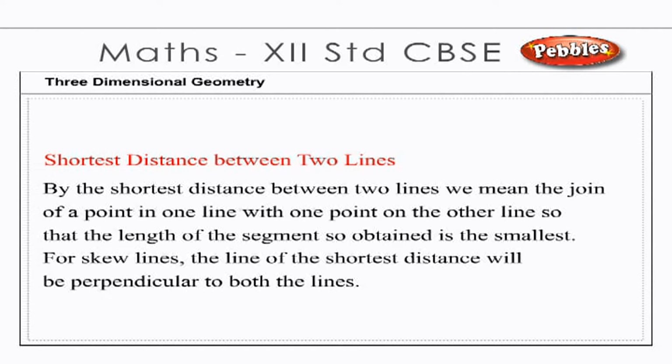By the shortest distance between two lines, we mean the join of a point on one line with a point on the other line so that the length of the segment so obtained is the smallest. For skew lines, the line of the shortest distance will be perpendicular to both the lines.